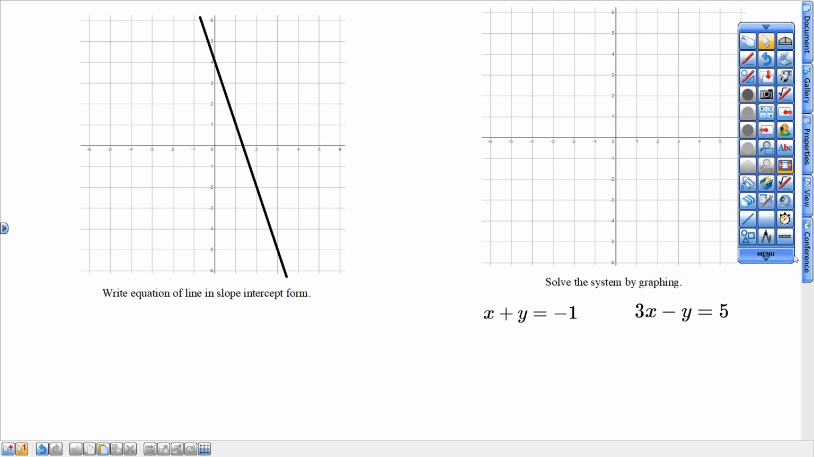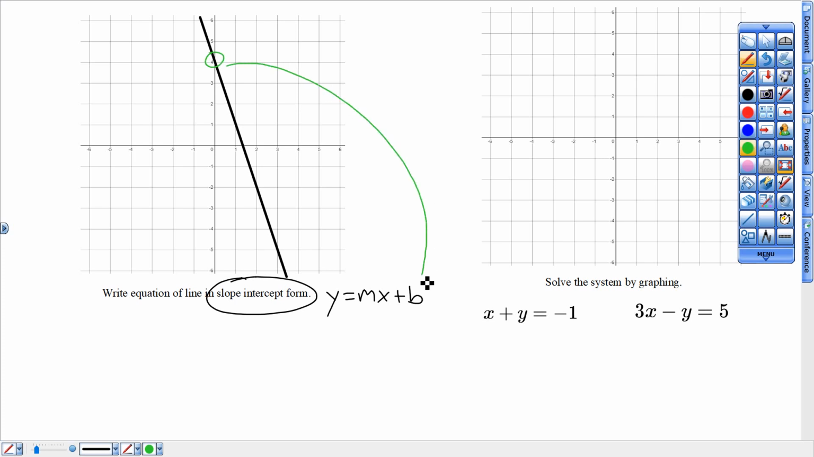First word is seal. So here we go, writing an equation of a line in slope-intercept form. Remember, slope-intercept form is y equals mx plus b. To get this number right here, this number is going to be my b number. So again, know that number right away by looking at that line. That's going to be plus 4. Then remember, I got y and I got that x.